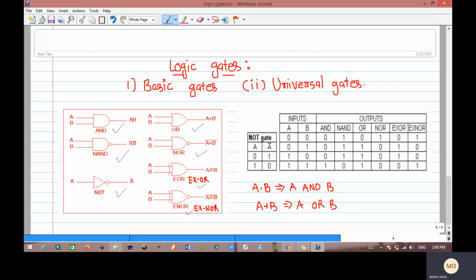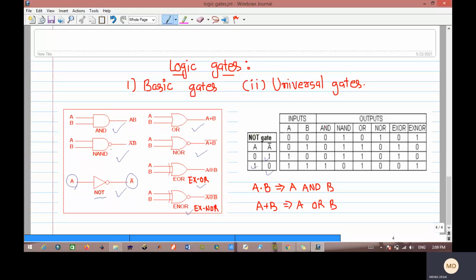Now let's understand each gate one by one. First of all, the NOT gate. The NOT gate is nothing but whatever input we give, we get the complement output. If the input is 0, then the output is 1. If the input is 1, then the output is 0. This is a single input, single output gate. The remaining gates are 2 input, 1 output gates. These are the AND gate, NAND gate, OR gate, NOR gate, XOR gate, and XNOR gate. All are 2 input gates.